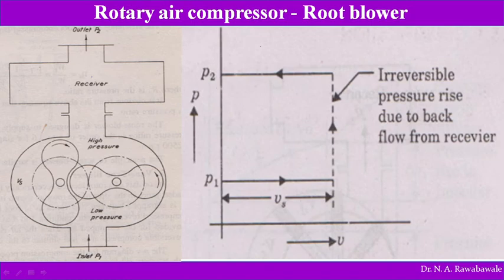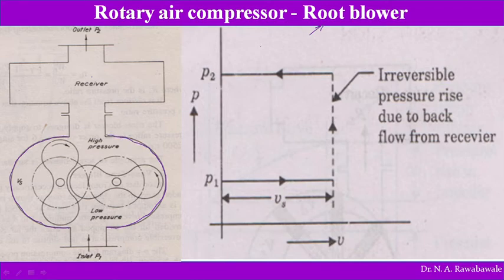Now this type of rotary air compressor is known as a root blower. So this is a root blower air compressor. First we will see what it consists of, and then we will study how it works. See, this is the casing of the air compressor. The casing or outer cover, we call this the casing of the rotary air compressor.